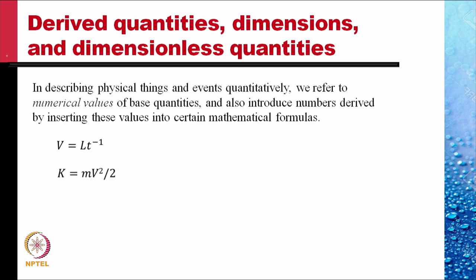Similarly, once we have established V from there, we can introduce the value of V in the second equation along with that of mass m to get a measure of the kinetic energy. These are called the derived quantities of the first kind. We'll deal with the derived quantities of the second kind a little later.